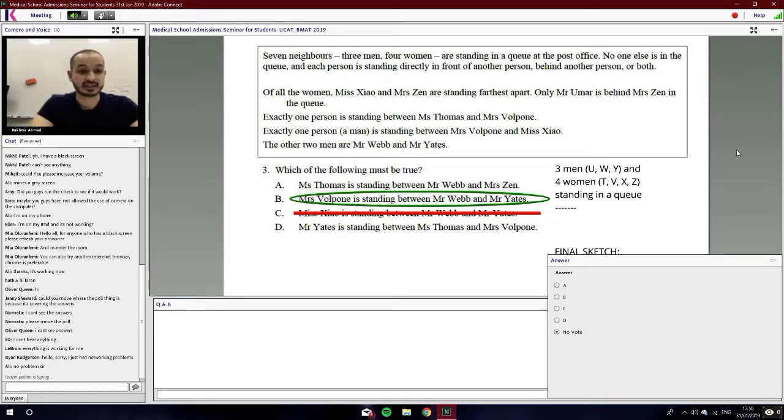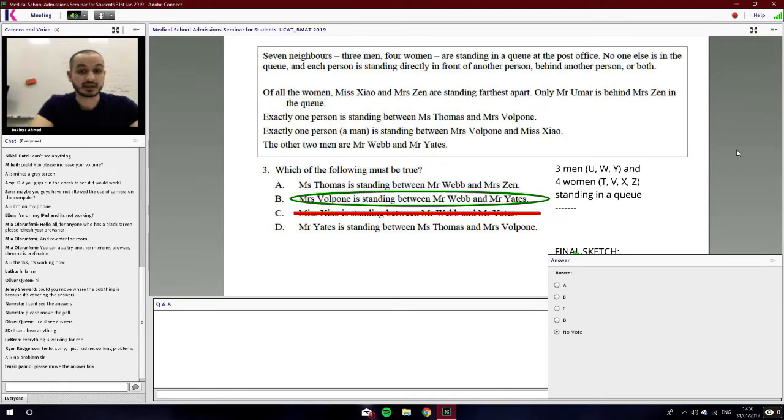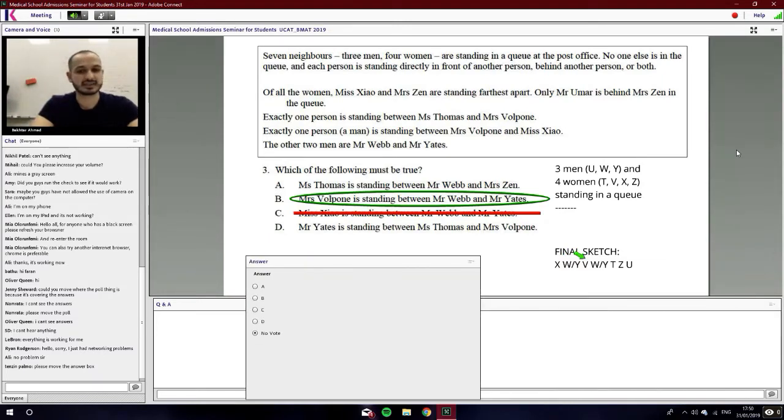So the correct answer in this case would be Mrs. Wolfman is standing between Mr. Webb and Yates, because no matter if Webb or Yates is here or here, that answer would still be correct, even if you swap them out. I hope that makes sense to you guys.